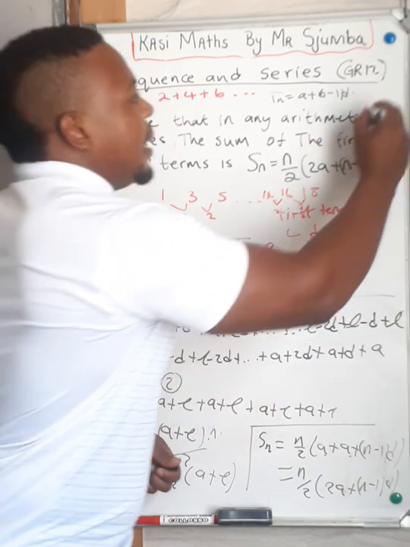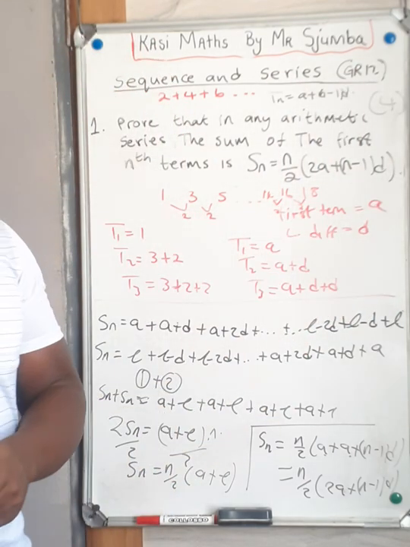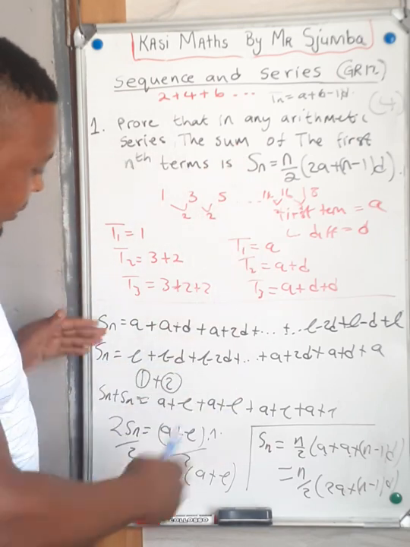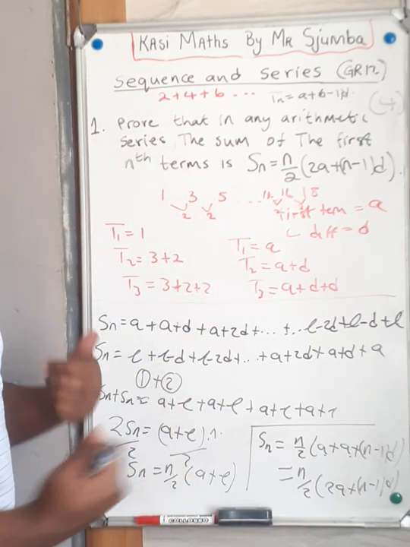So the question usually is 4 marks. We look at something like this. That's 4 marks here.